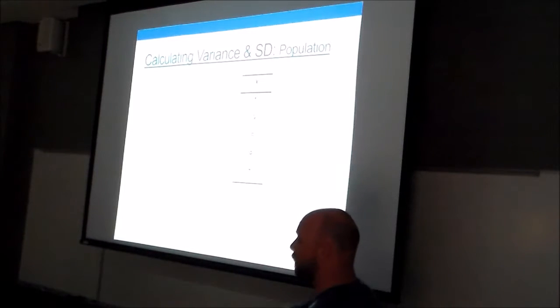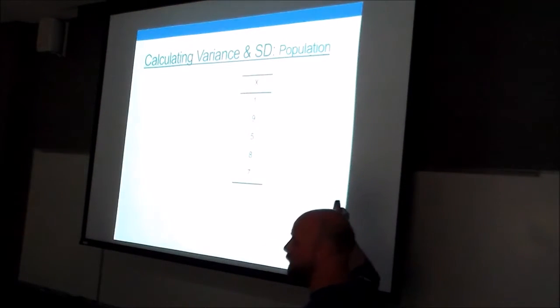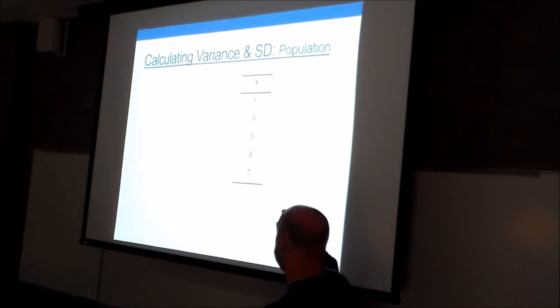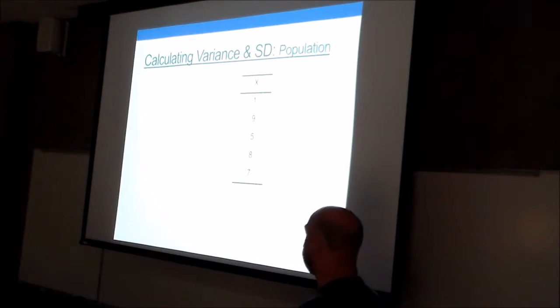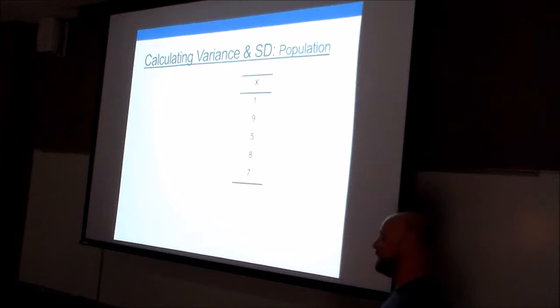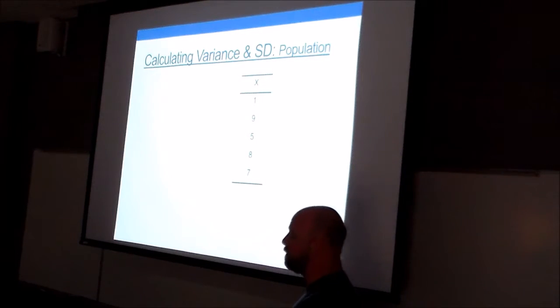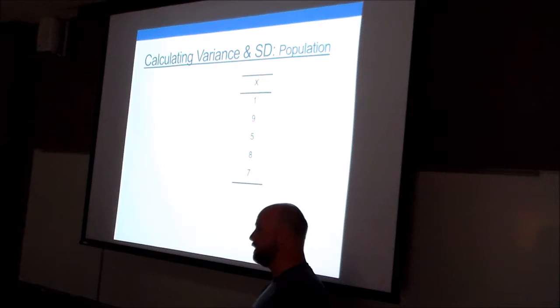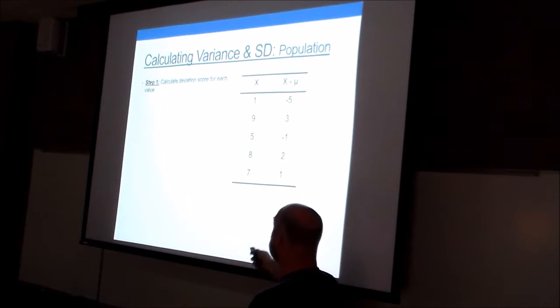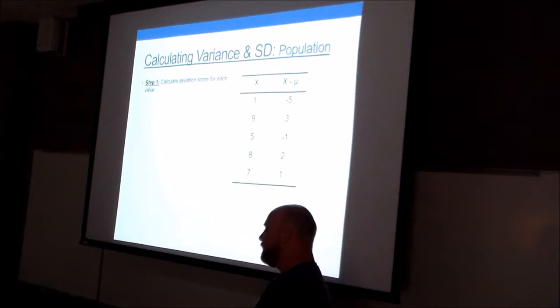Okay. So, calculating variance and standard deviation for the population. What we're going to do, we've got a set of 5 numbers here. And we have our 5 numbers, and this is our population. This is a population of 5, not a very big population, just 5 people in this population. Go through, list those out, and the first thing we're going to do is calculate a deviation score for each value.